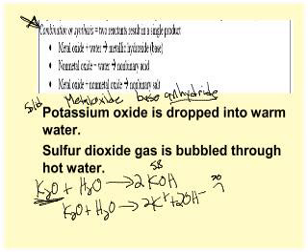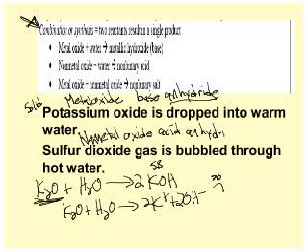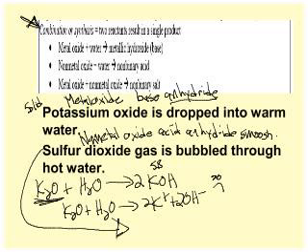Sulfur dioxide gas is bubbled through hot water. This is a non-metal oxide, which is called an acid anhydride. But these are nice because these you get to smoosh too. Because non-metal oxides are almost always gases. Metal oxides are almost always solids. Ionic bonds are strong, and non-metal oxides have weaker attraction, so they're gases.